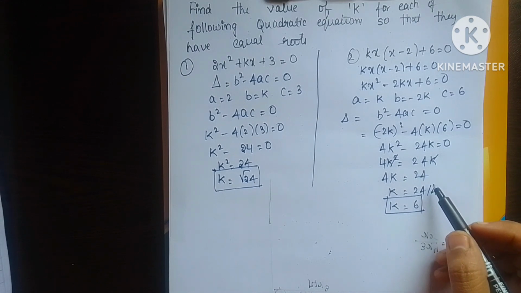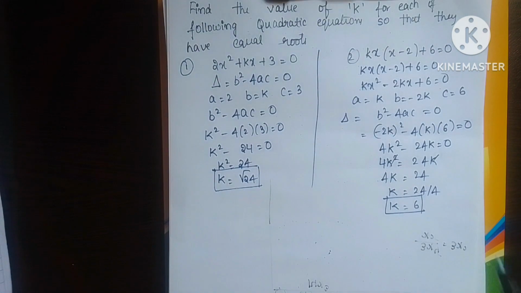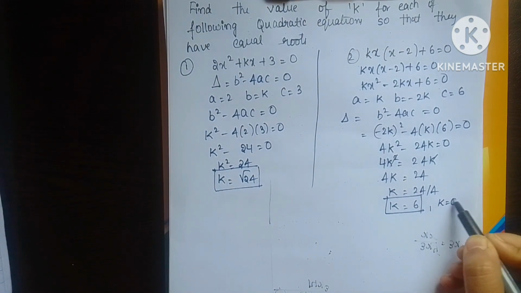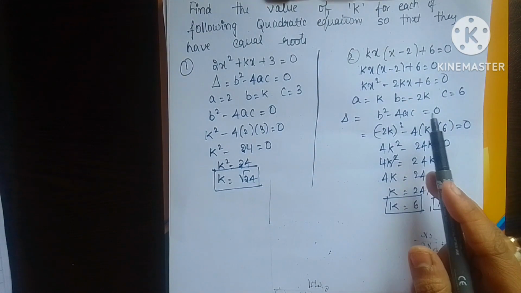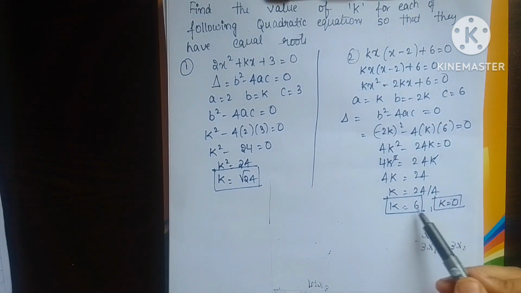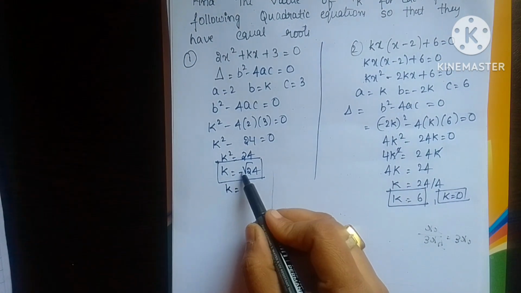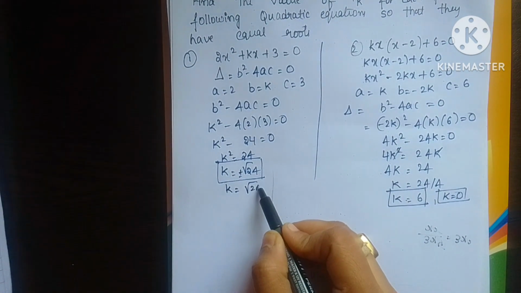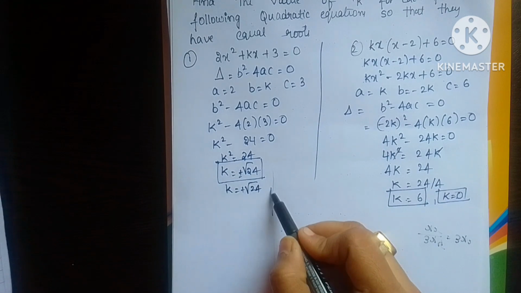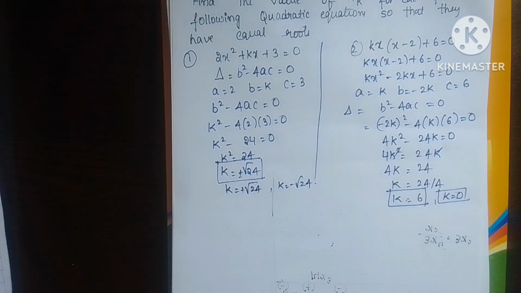And one more thing here, 4k we have taken out as common, no? So k value 0 will be there. Why? Because this is a quadratic equation, 2 roots will be there. So k is equal to 0 and k is equal to 6. Here also k is equal to plus or minus root 24. K is root 24 and k is equal to minus root 24.